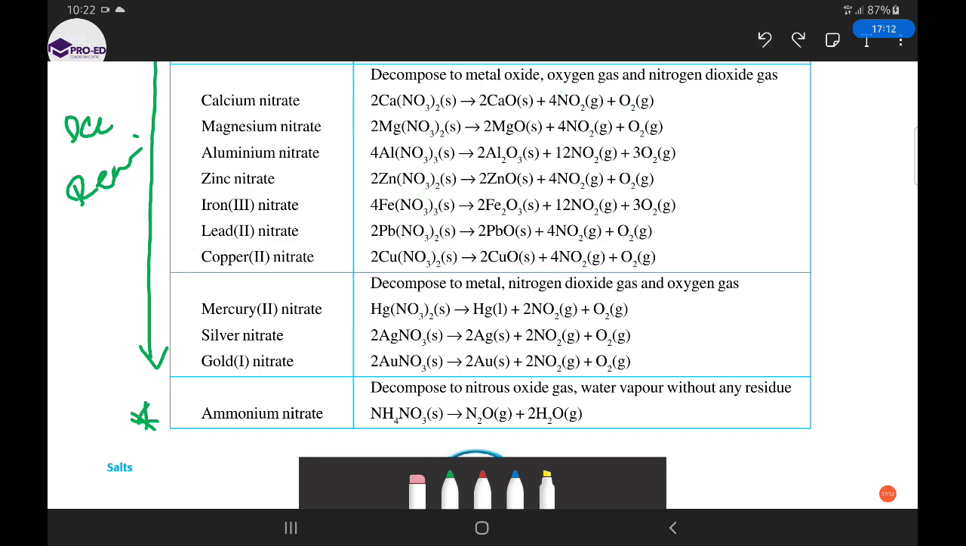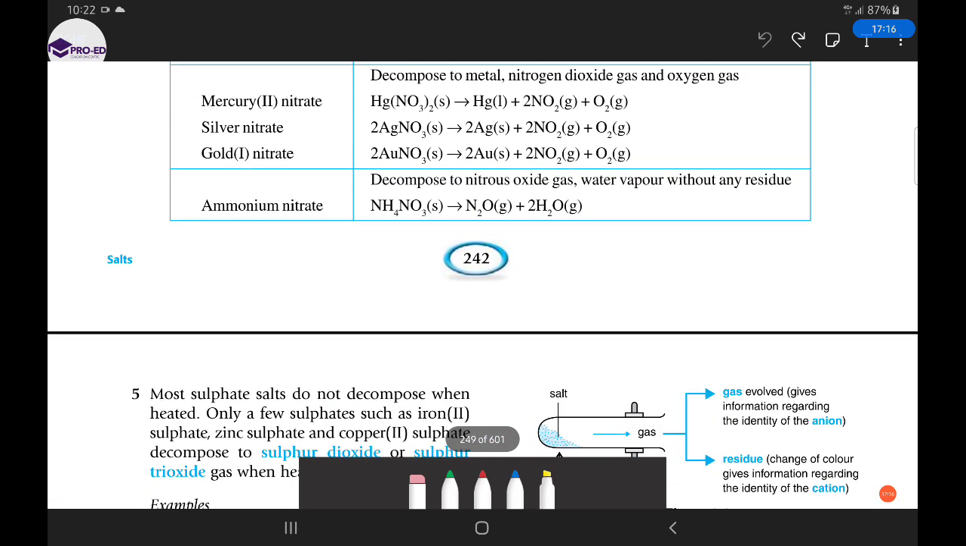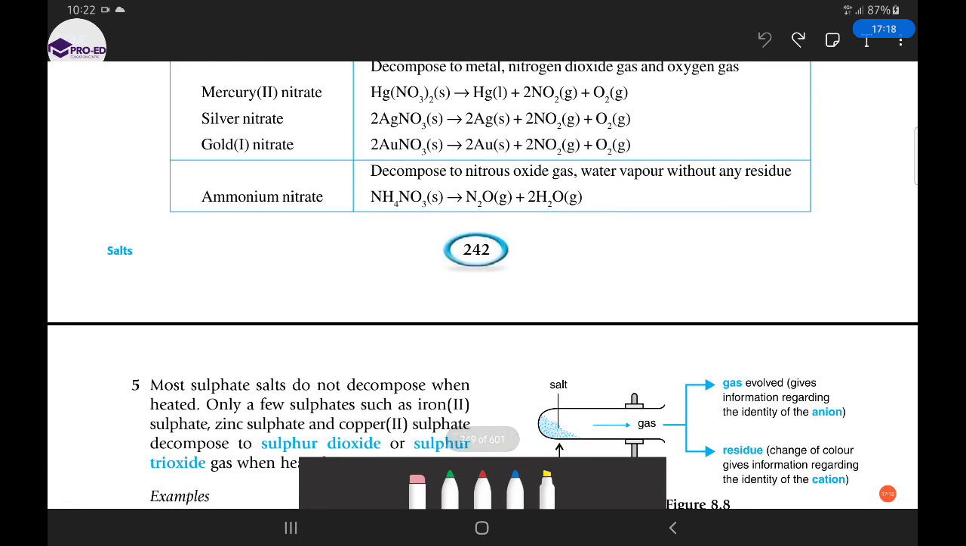Let's continue down the order. Then we come to the third group. Same as carbonates, not much difference. It breaks down in the same way, except of course it's a different salt. So, mercury, silver, and gold nitrate. Again, remember, mercury, silver, and gold love being on their own. So they're not going to break down to metal oxides. They're going to break down to pure metal because that's their most stable form. They are extremely stable and unreactive on their own.